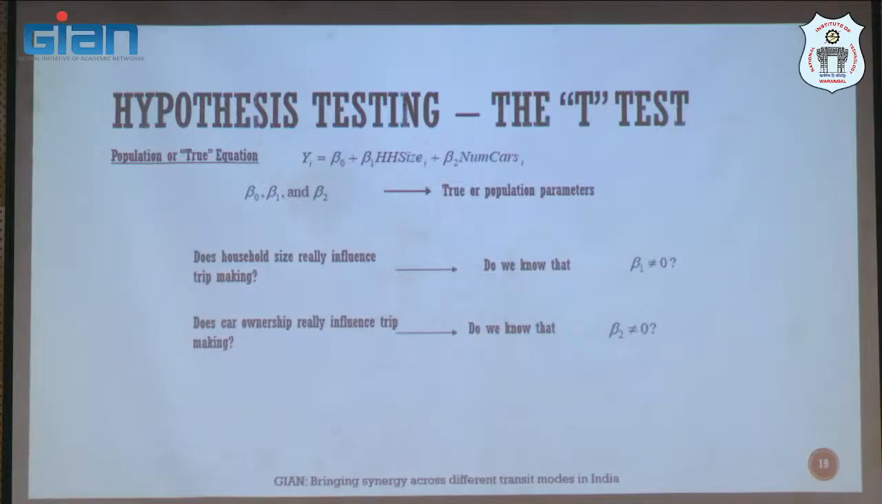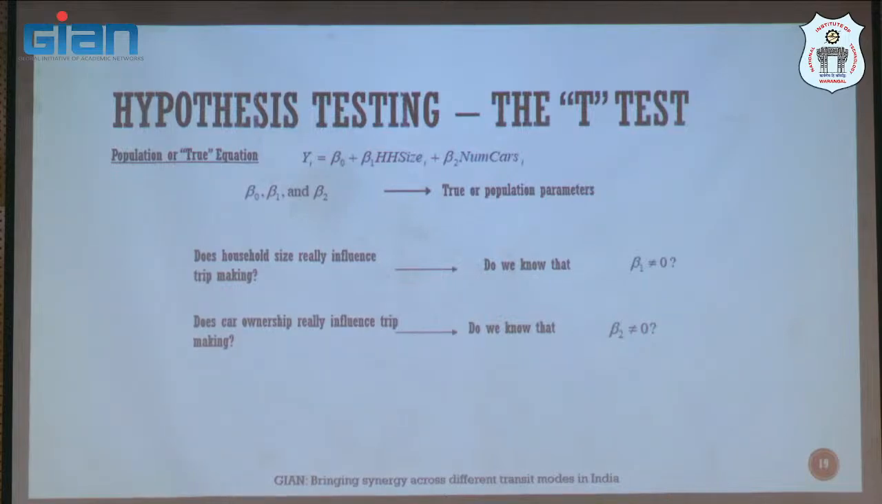So the true equation for this case, let's assume, is the number of trips is a function of household size and number of cars. Okay, only two variables. So now what I want to understand is whether beta 1 and beta 2 are significant. So in hypothesis testing, we start with the assumption that the variable has no impact.